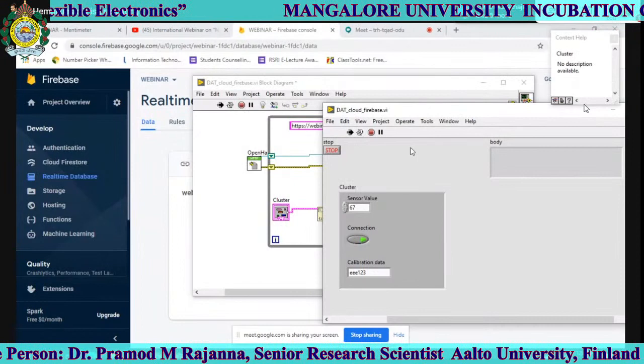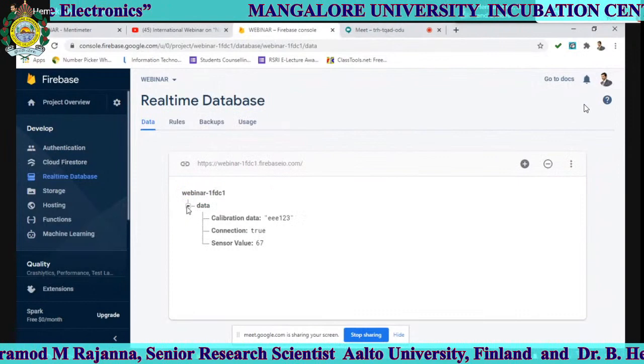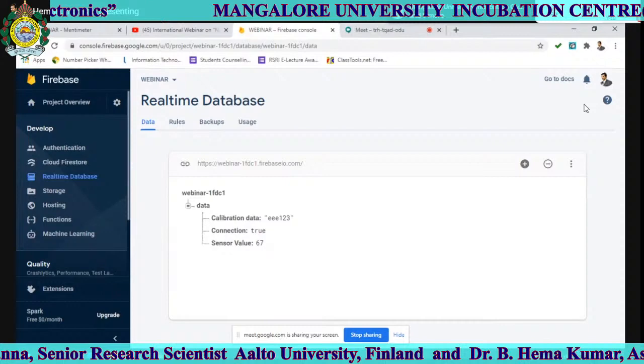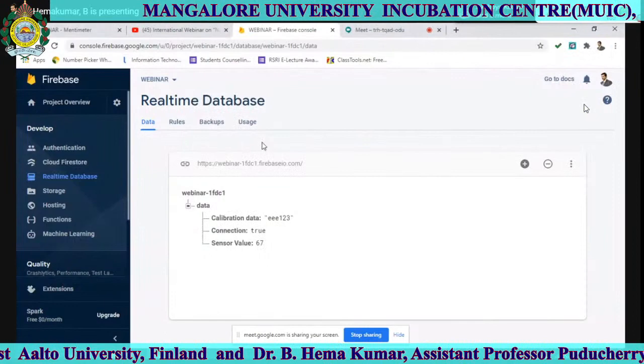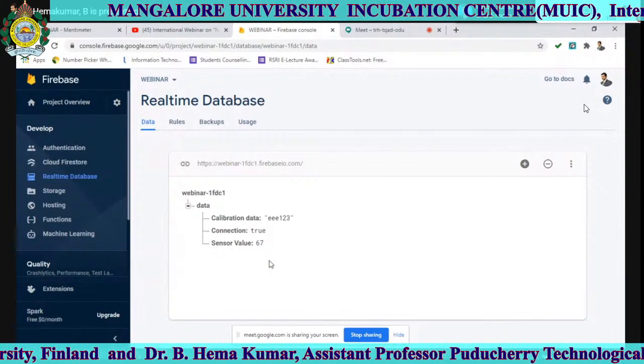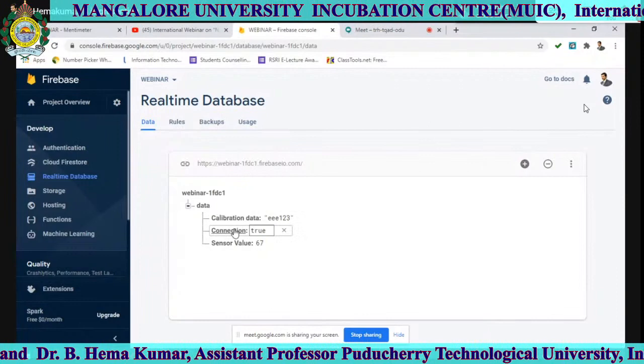Okay, now you can see the data is in real time. Whatever data I have sent, you can see the data that I have sent from this particular platform. You can see the data here also. The data handling is also shown here. The same data is getting transmitted to your cloud. This is a simple application I'm showing. It's a public cloud, public data. So anyone can use this address and access this data.